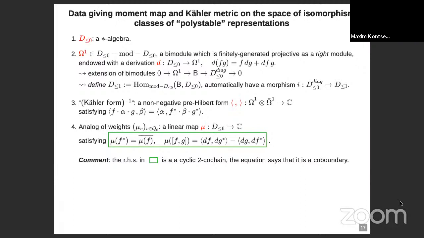D_{\le 0} will now be a star algebra, like functions on vertices of a quiver or functions on a manifold. And instead of defining the bimodule D_{\le 1}, I go to the dual language. Instead of vector fields, I consider forms. So I consider a bimodule Omega^1. It will be finitely generated projective as a right module, and let's assume that I have a derivation, so the Leibniz rule, from D_{\le 0} to Omega^1. Then if I have a derivation, I get an extension of bimodules.